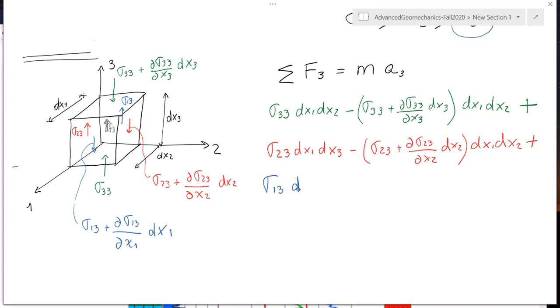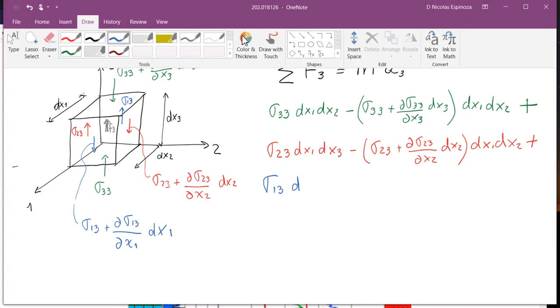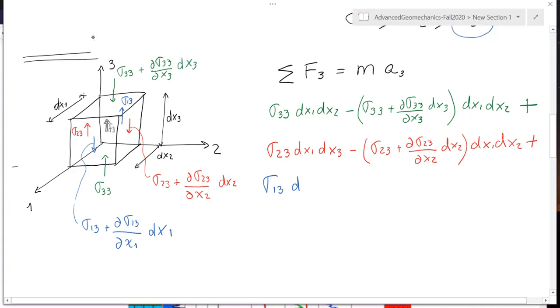Okay, I just found one tiny mistake. No, this is fine. All right, I found it. Let me correct this before we continue. This is not dx2. This is dx1. Dx2 is over here.